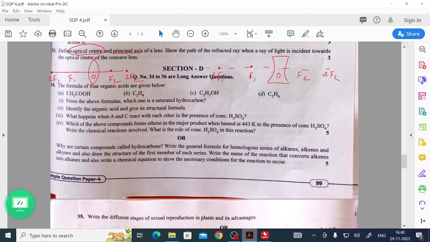Next, the second part of the question they are asking here. Show the path of the refracted ray when the light is incident towards the optical center of a concave lens. If the incident ray is passing towards the optical center, what will happen? It will go in a straight line without any deviation. What rule is it? Rule number 1, 2 or 3? Rule number 3. Next.